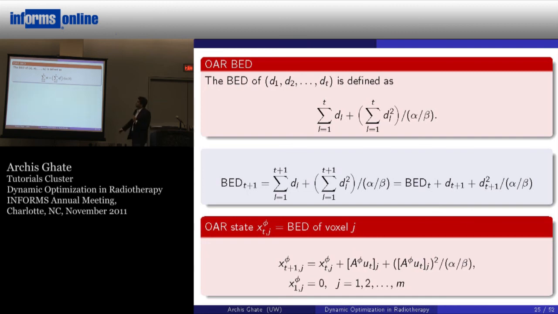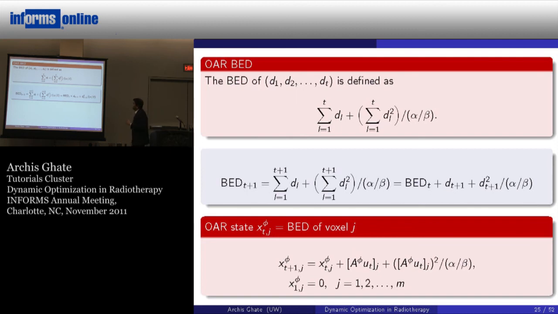The beautiful thing about this is that now I can start thinking about using this as my state for my OAR, because that relates to, as I said, the damage that I have done to my OAR by giving this sequence of d1, d2, up to dT, right? They don't have to be constant or anything like that. That's one. If you stare at this, you will see that this will give you a very simple state update formula for the state, right? And that's my next slide, and that's also a beauty of this, I think.